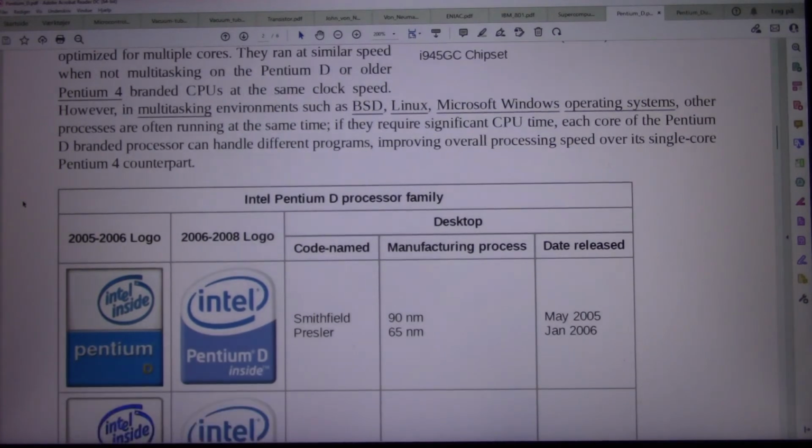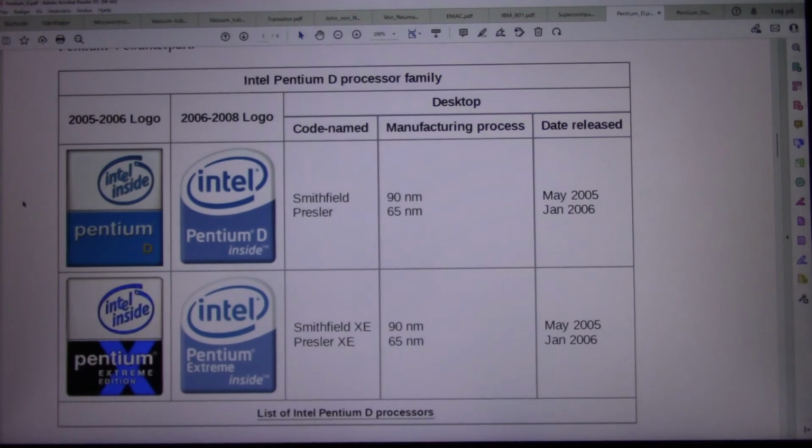Intel Pentium D Processor Family. 2005-2006 logo. 2006-2008 logo. Desktop codename, manufacturing process, date released. Pentium D logo as of 2005. Pentium D logo as of 2006.